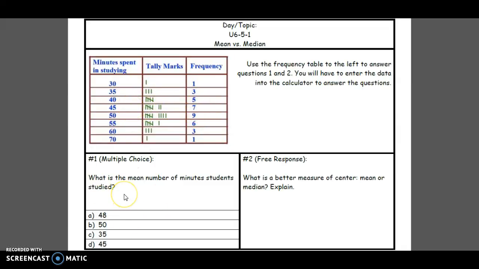When you're done entering the data into list 1, use your stat, calc, one variable statistics to answer the question, what is the mean number of minutes students studied? And question number 2, what is a better measure of center, mean or median, and explain why you chose mean or why you chose median. And those answers can just be entered at the bottom of your note sheet.